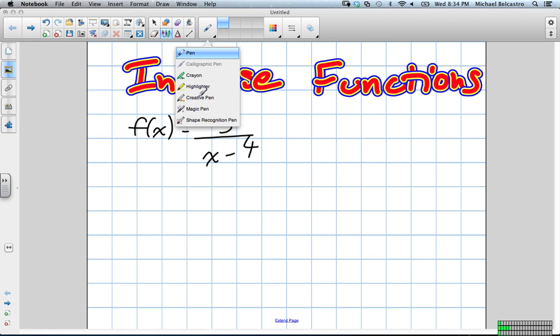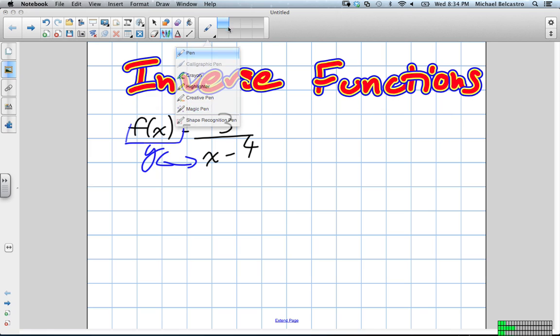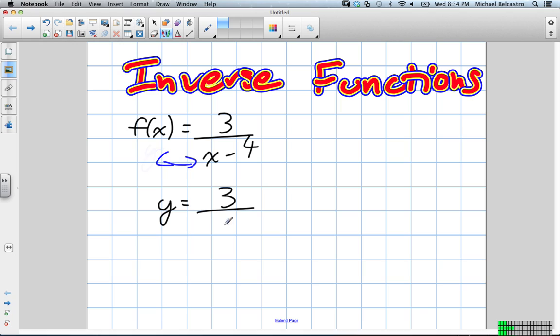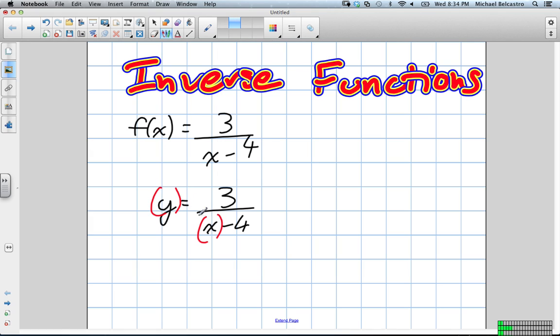Okay, so we're going to go through inverse functions. Now, for an inverse function, they've written this like f(x), where we're essentially going to replace f(x) with y. Then we're going to invert where our x and y are in this question. So we have y is equal to 3 divided by x minus 4. To get an inverse function, we take our y and our x, and we change their spots.